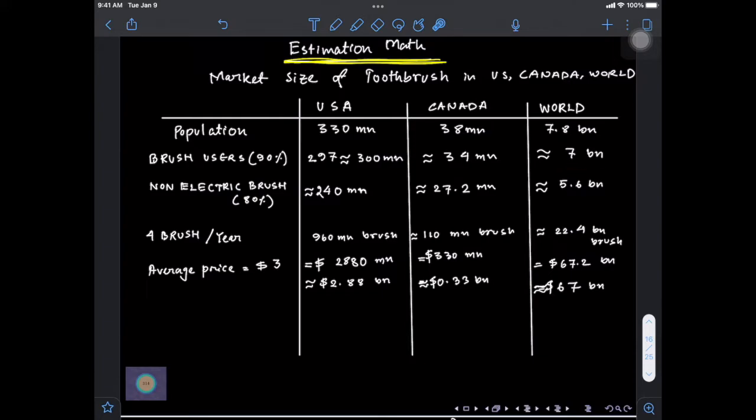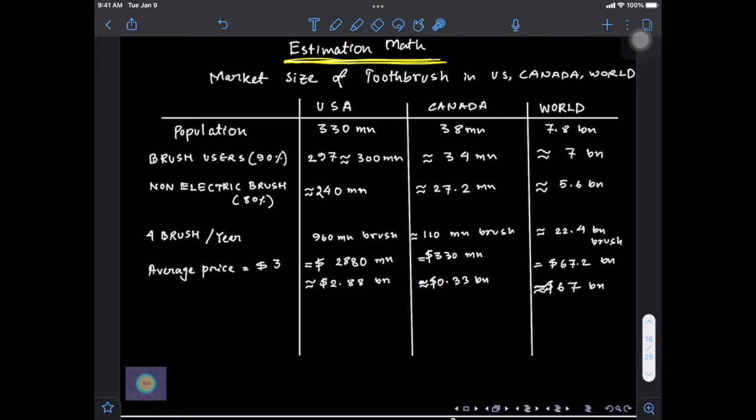Now, among the users of toothbrush, we are going to assume that, let's say, 80% of them use a non-electric toothbrush. We can also assume 70% or 75%. This is essentially based on the analyst's discretion. In this particular example, let's assume 80%. That gives us 80% of 300. 80% is also a relatively easier number to work with. So 8 times 3 gives 24. So 240 million people use a non-electric toothbrush in the US. Likewise, around 27 million people use it in Canada, and around 5.6 billion people use it in the whole world.